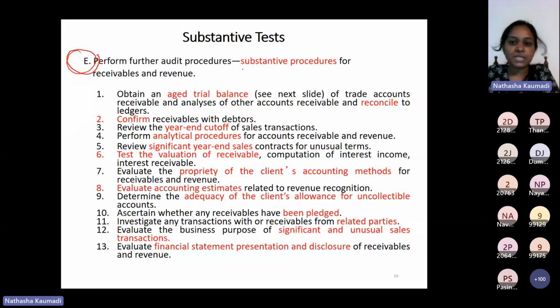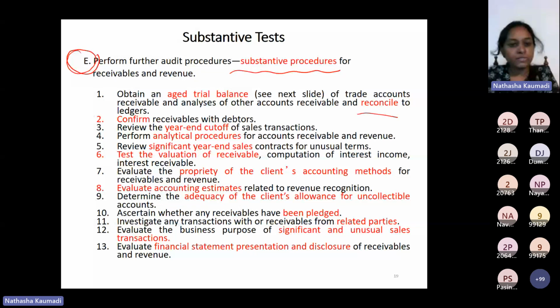What are substantive procedures? I hope you have a good understanding about A, B, C, D and E now. Now we are in E. What are the substantive procedures we can perform? Obtain an aged trial balance. You call it aging as well. You take the aging of trade accounts receivable and analyze other accounts receivable and reconcile to ledger. You take the age analysis and reconcile it. I'll show you an age analysis, aged trial balance, in the next slide. That is one substantive test.